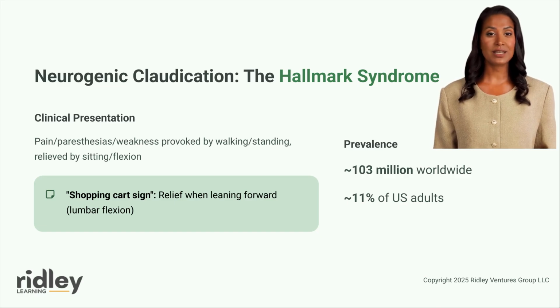Now let us examine the epidemiological burden and clinical significance of this condition. The epidemiological burden of lumbar spinal stenosis is substantial and growing. Current estimates indicate that approximately 103 million individuals worldwide are affected by this condition, with prevalence rates of approximately 11% among adults in the United States. These figures establish lumbar spinal stenosis as one of the most common degenerative spinal conditions encountered in clinical practice. The condition demonstrates a strong age-related pattern, with prevalence increasing dramatically after the fifth decade of life and reaching peak incidence in individuals aged 65 to 74 years.